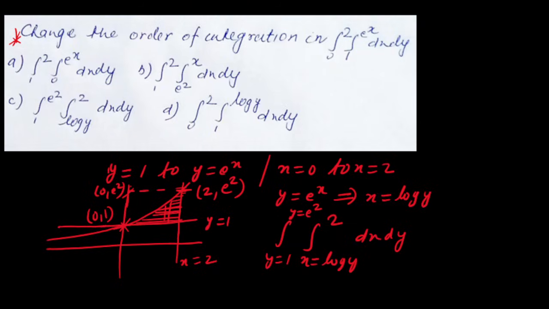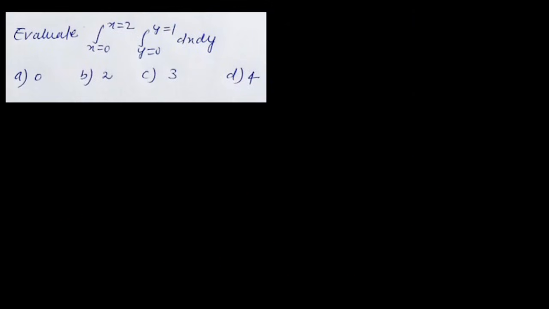So do we have the correct option? X is equal to log y to 2 and y is equal to 1 to e square. Yes, the C option is correct here. Okay, fine. This is an easy question, but they ask this kind of question also. Why should we solve only difficult ones? I think you can solve it directly.